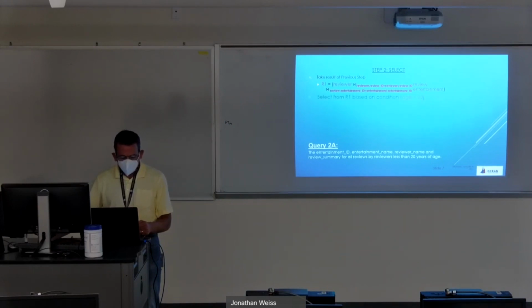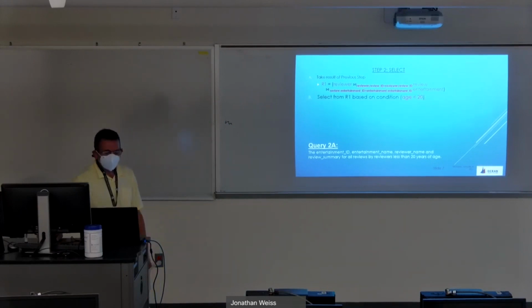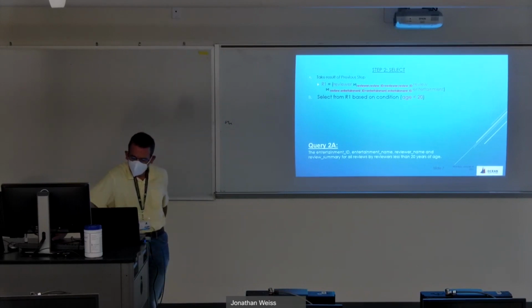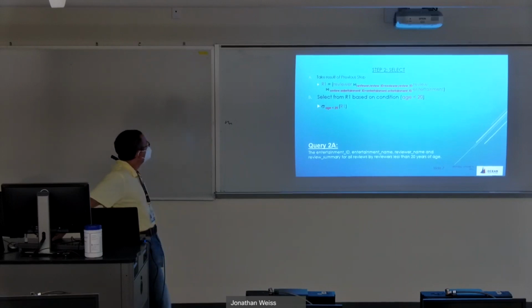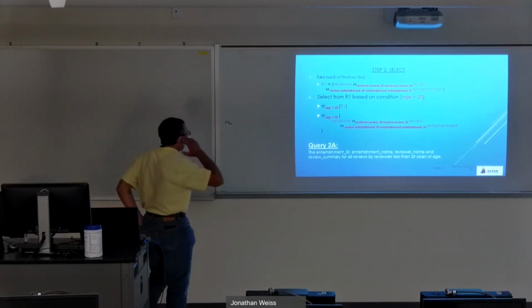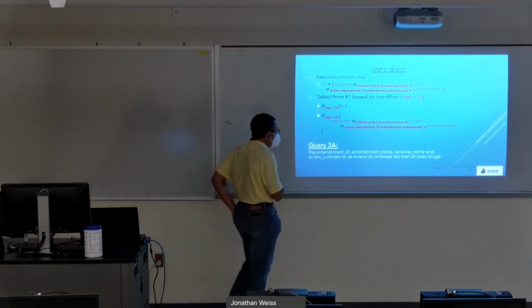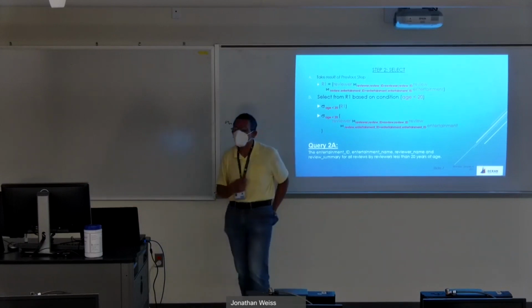So to do that, we need to select from this R1 relation based on a condition where the age is less than 20 years old. So, you know, we would be writing that like this, right? Select from this where the age is less than 20. Okay, so once we figure that out, we can substitute back in R1 and we get our step 2 that says, this is our select statement. We've done the join first, and now we've got the select for this part.